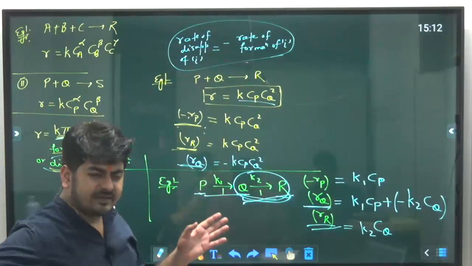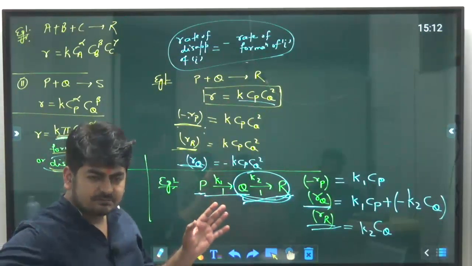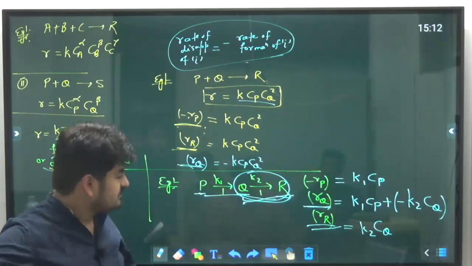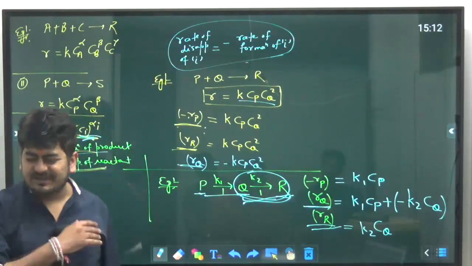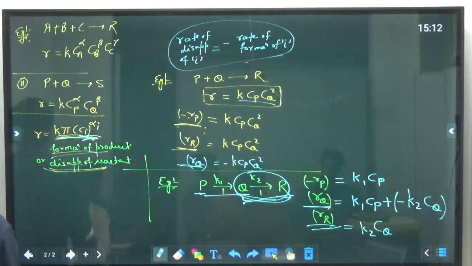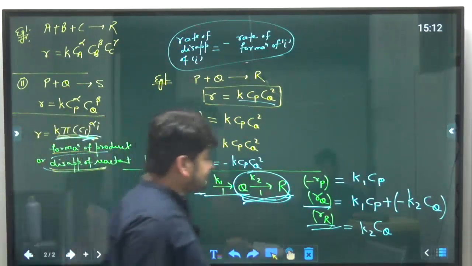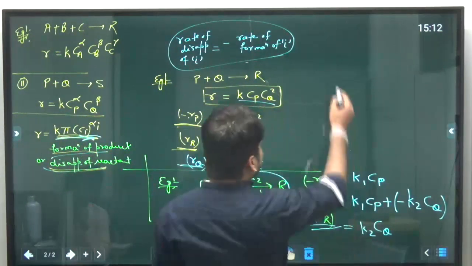Now can you write the rate equation for any reaction? See, it's not a big deal. It's very easy to write down the rate equation. After some practice, we will be perfect in this. Yes. Okay, so last.